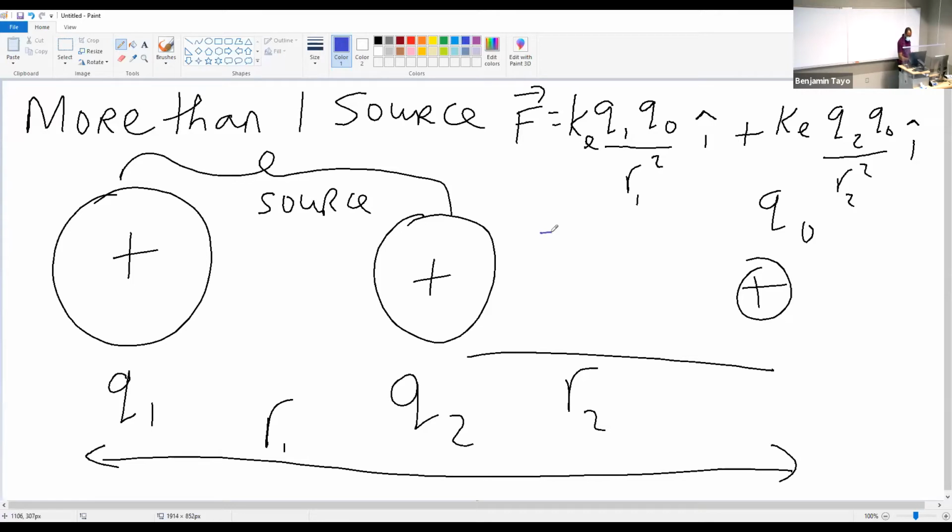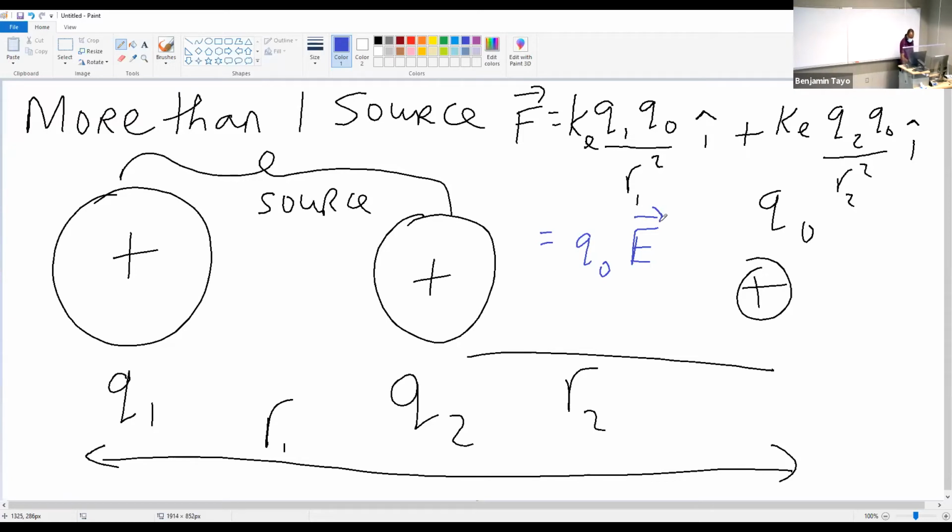Now, you see that I can write this equation like that. Q naught appears in the first term and the second term, so we can factor out Q naught. And so what is the electric field produced by the two charges?